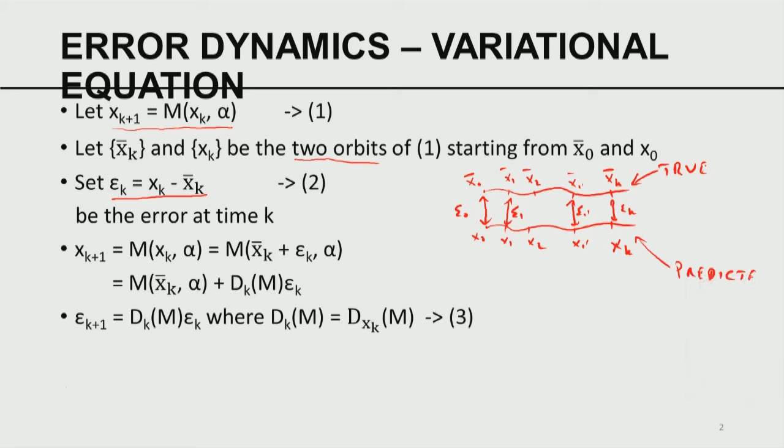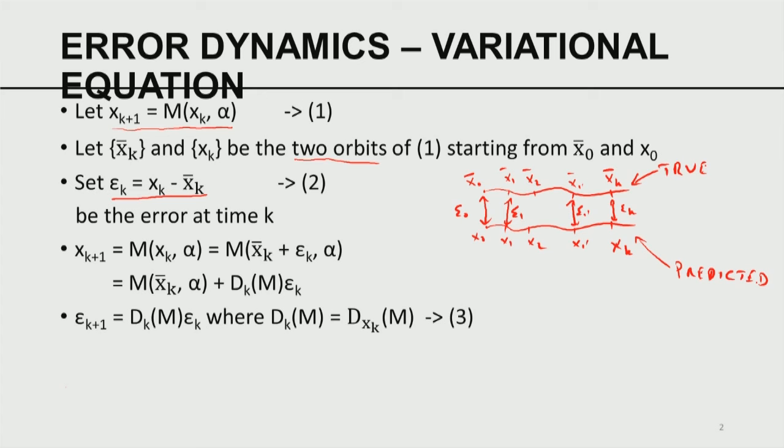This could be the predicted trajectory. The predicted trajectory is different from the true trajectory because the initial state that is used to generate the prediction was different from the true state. The initial state estimate, so you can think of x naught as the estimate of the initial condition. The epsilon naught is the error in the initial condition. So the error in the initial condition, however small, is going to be reflected in the forecast.